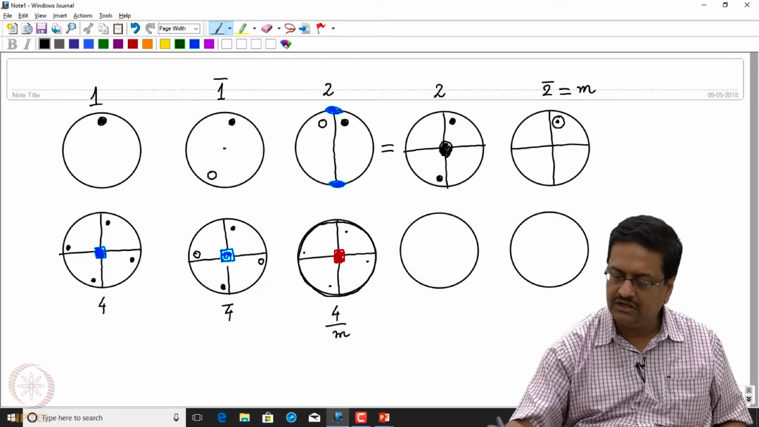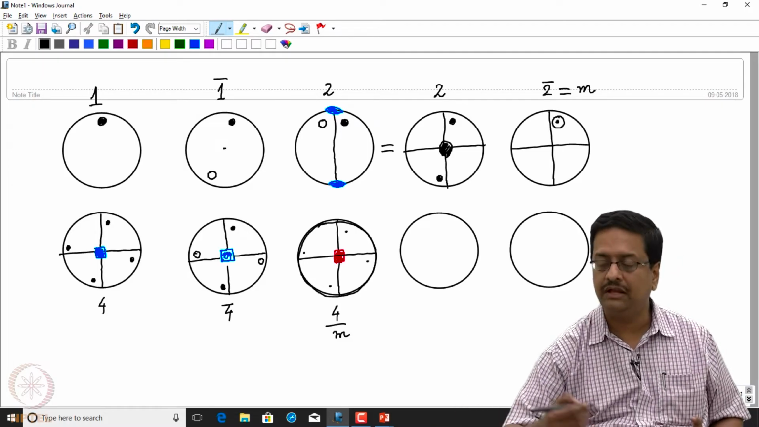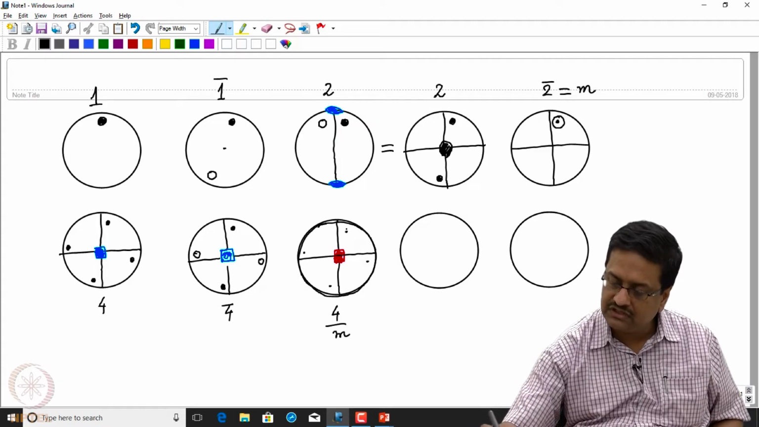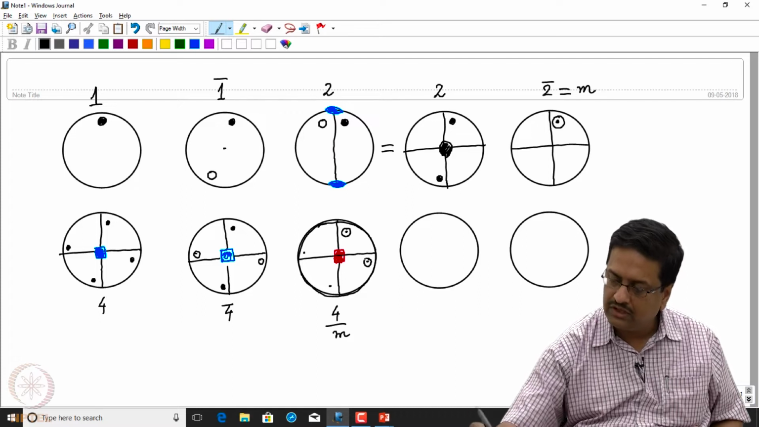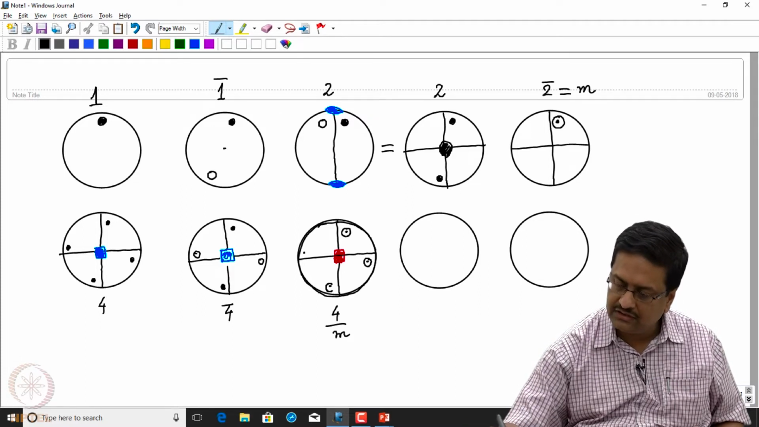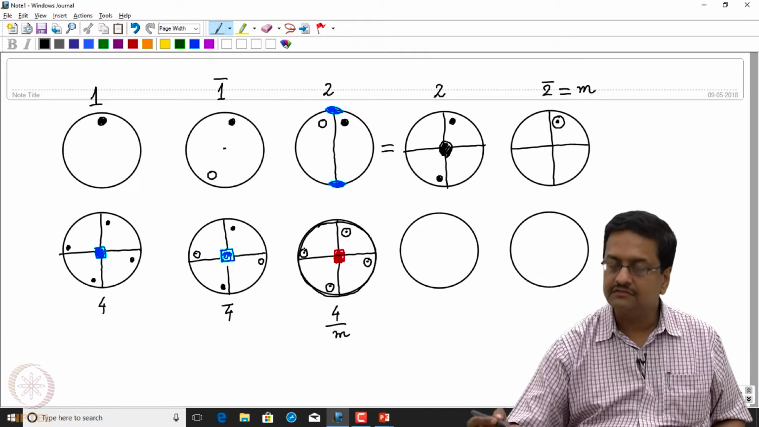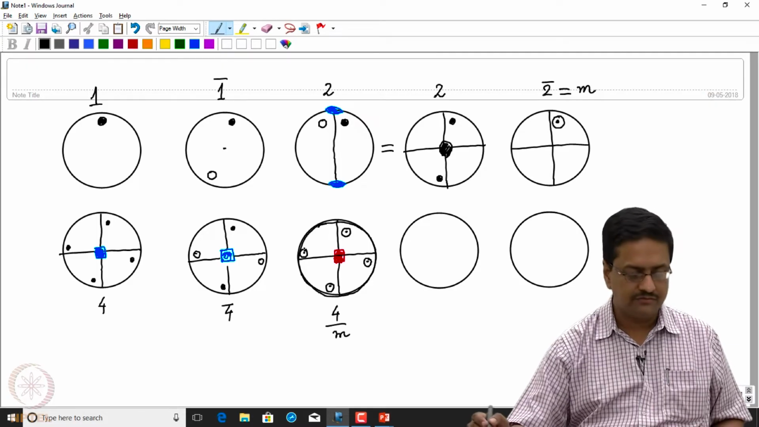So when you have mirror plane in the plane of the circle, then all these 4 points which are closed circles will be reflected in the lower hemisphere. So one open circle has to be drawn at the same place. So this then represents 4 by m.